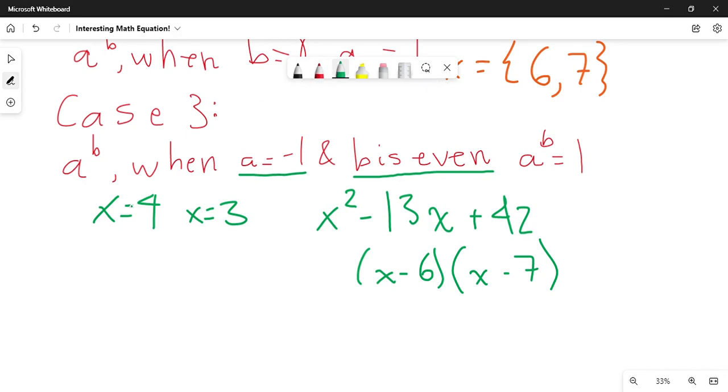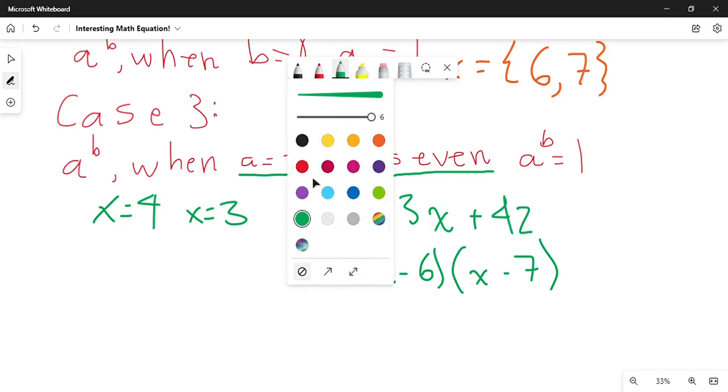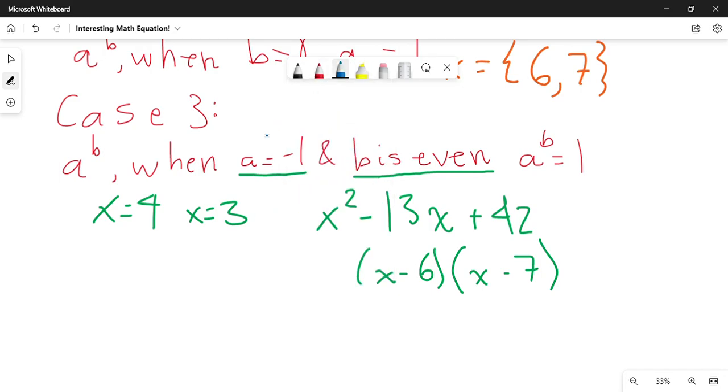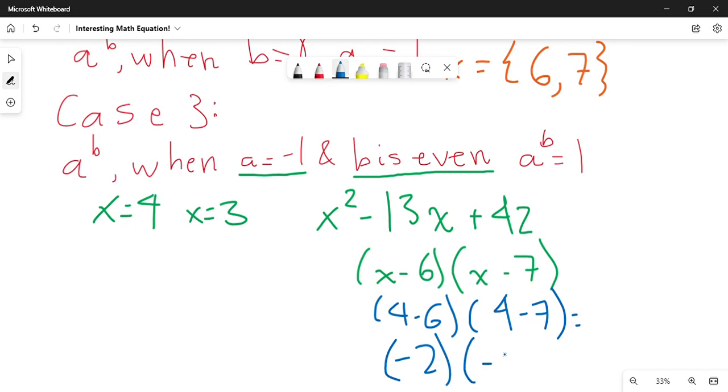So let's plug in the values we found for x when a is -1. So x equals 4. Let's test that out. 4 minus 6 times 4 minus 7 is -2 times -3, which is just 6. So 4 works, because b will be even.